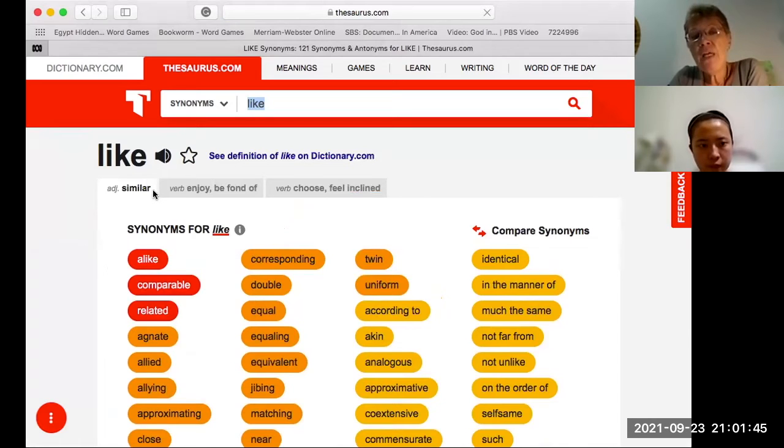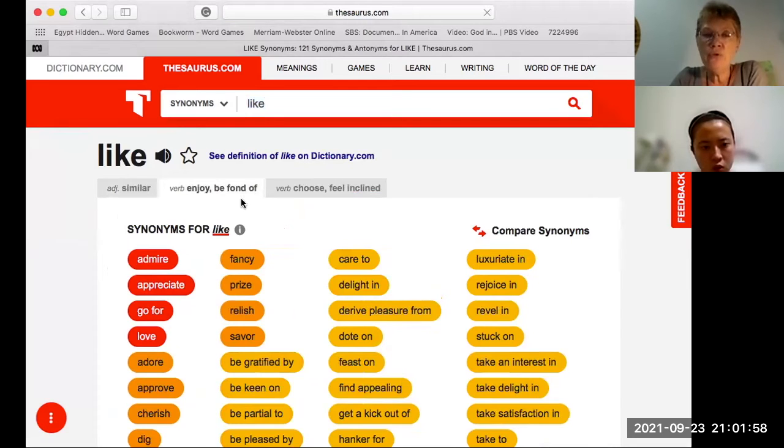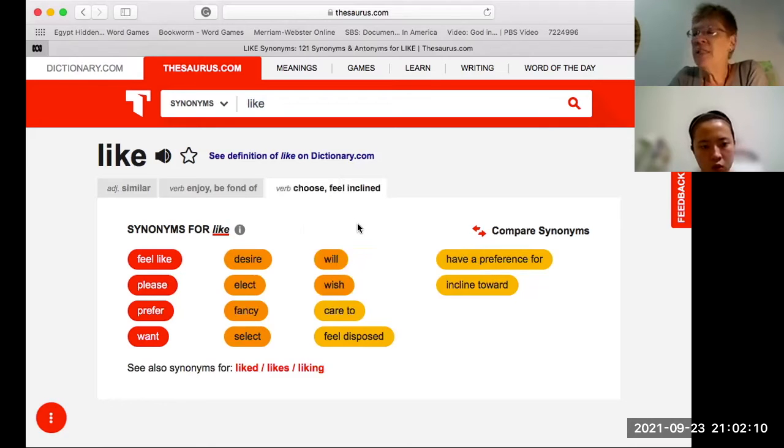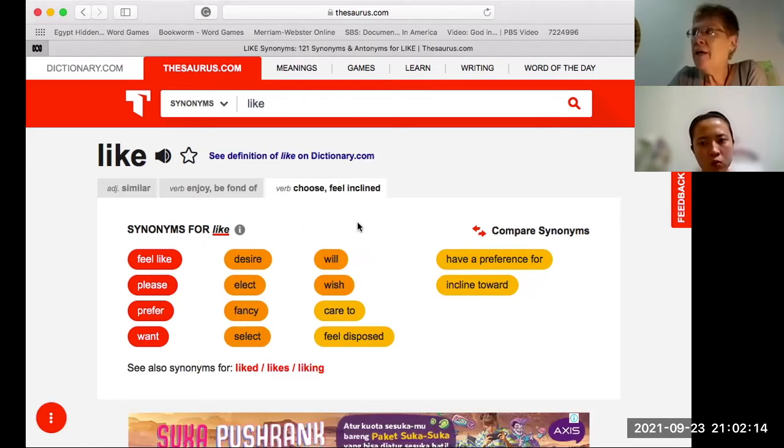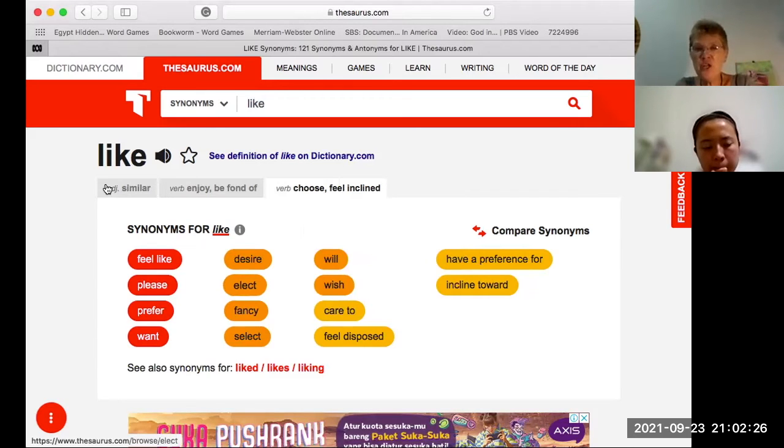have a look. We have one meaning, which means similar. They are just like me, similar. Another meaning is enjoy, be fond of. Oh, I like apples. So I like something in a different meaning. And I feel like eating some ice cream. I'd like some bananas. So this is choosing what you want to do or to experience. So there are different meanings. The dictionary will show you all those differences.